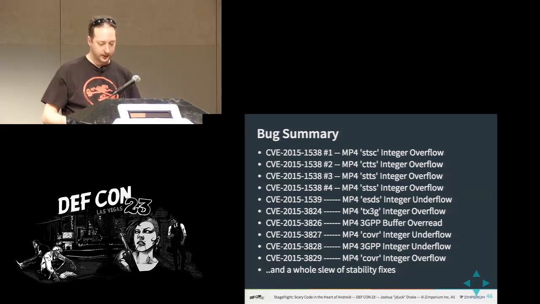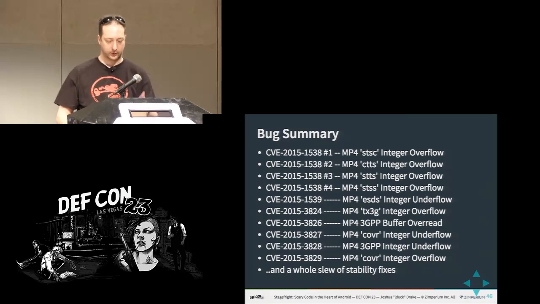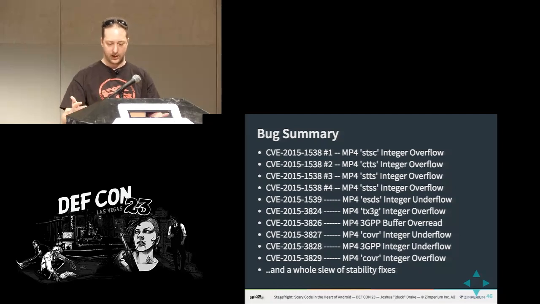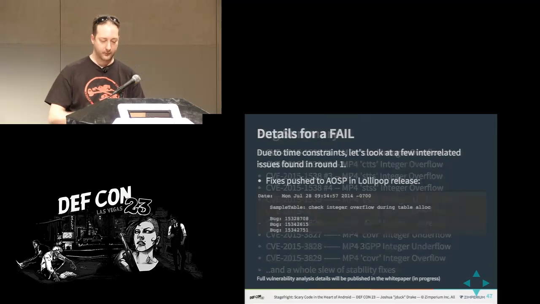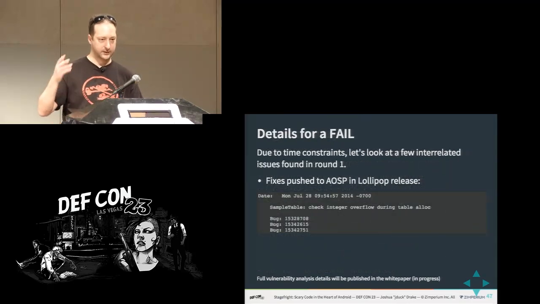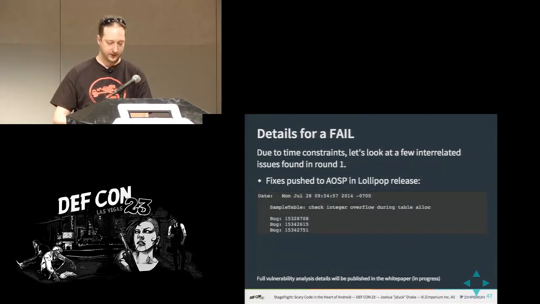So that resulted in some more bugs. You can see the first four, actually. So I guess that slide before was a little bit inaccurate. Those first four were the ones I found during the first round. And the remaining, was that five? Six. The other six came up during the second round, in addition to all the null pointer references and stuff, which didn't get assigned CVEs.